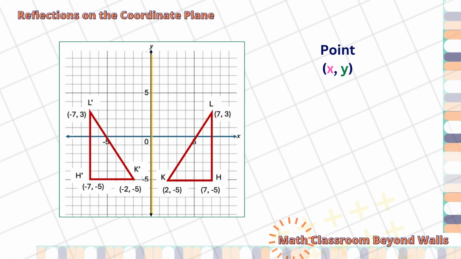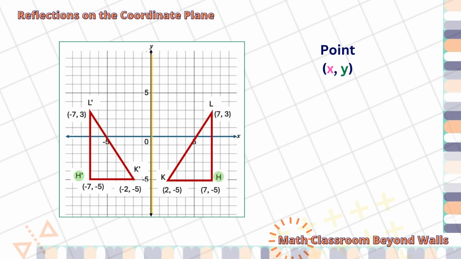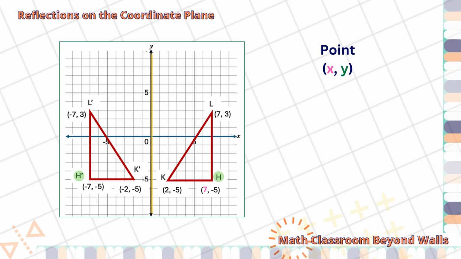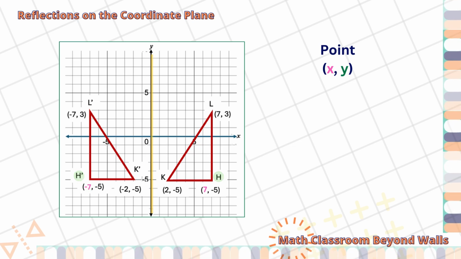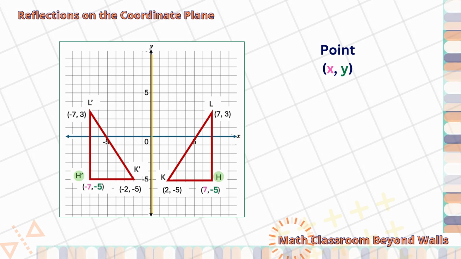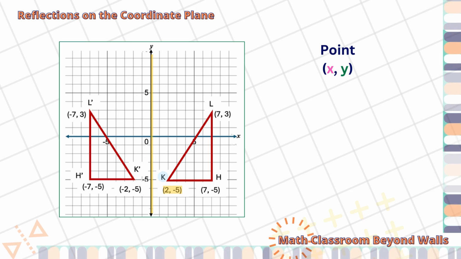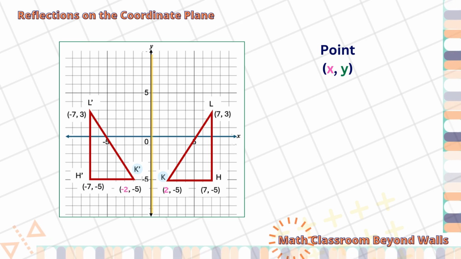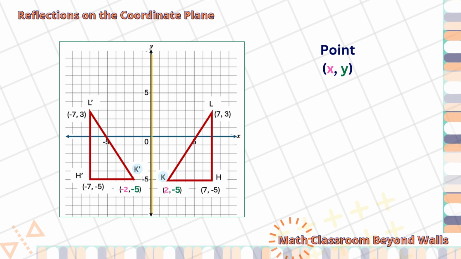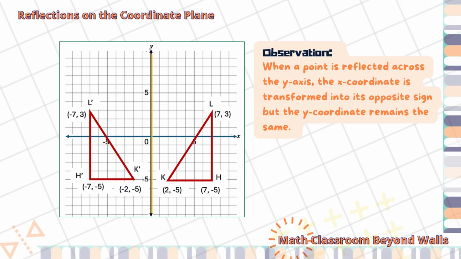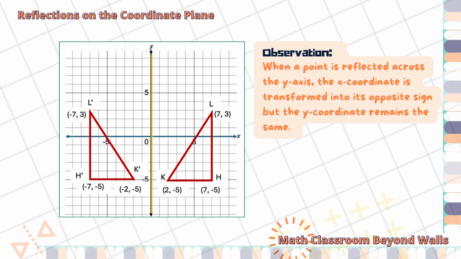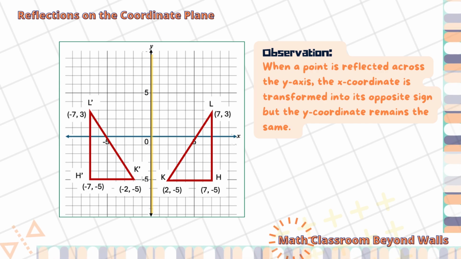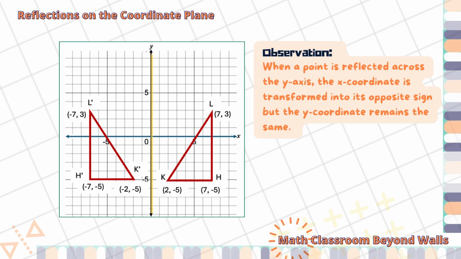The same thing with H and H prime. The x-coordinate of point H, which is 7, is changed to -7 on the image, but the y-coordinate did not change. Likewise, the x-coordinate of point K, which is 2, is changed to -2 on the image, but the y-coordinate did not change. Our observation tells us that when a point is reflected across the y-axis, the x-coordinate is transformed into its opposite sign, but the y-coordinate remains the same.